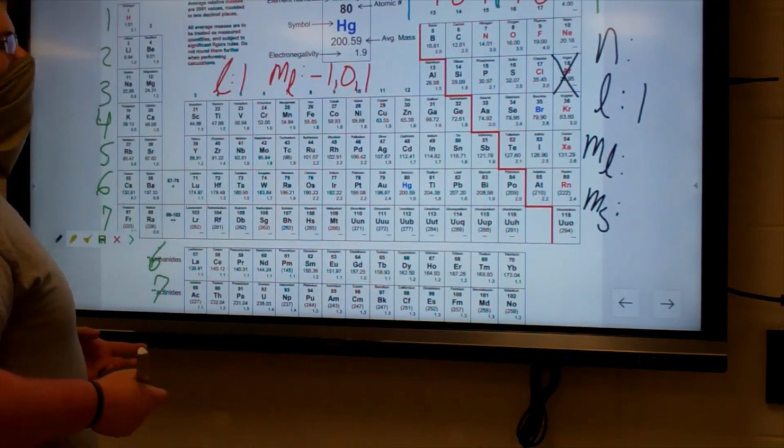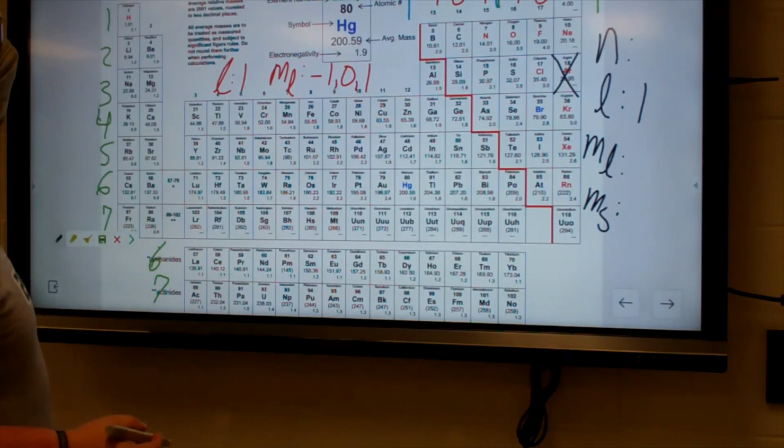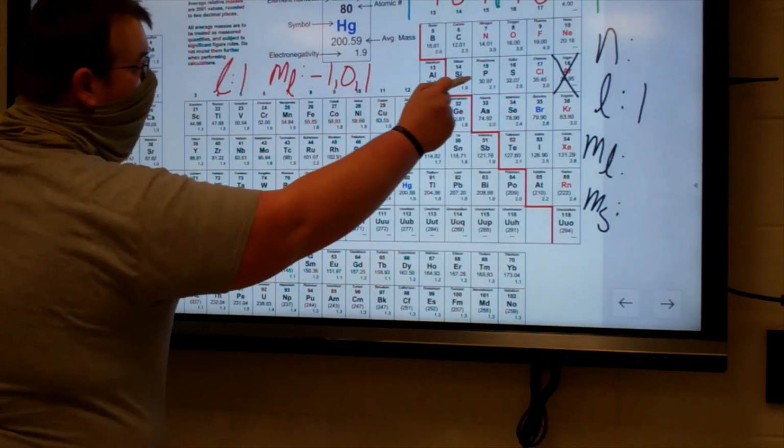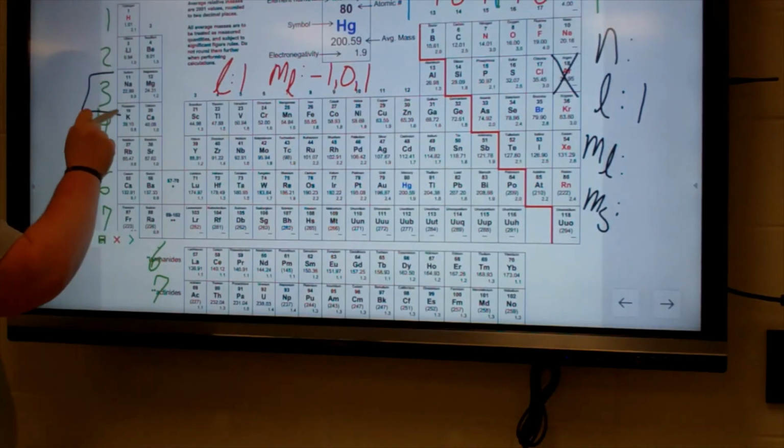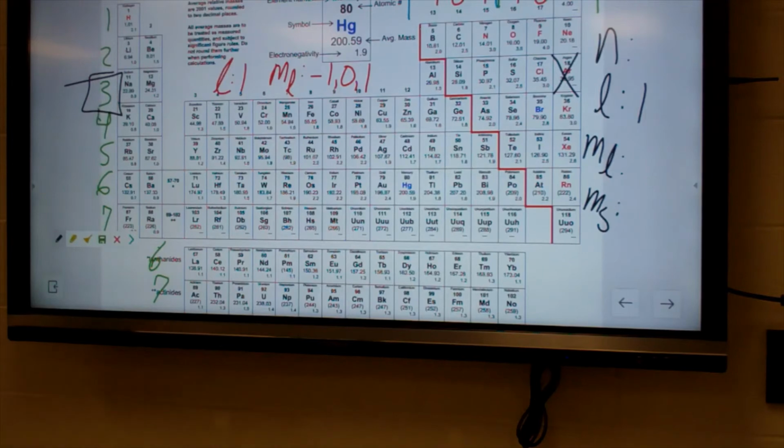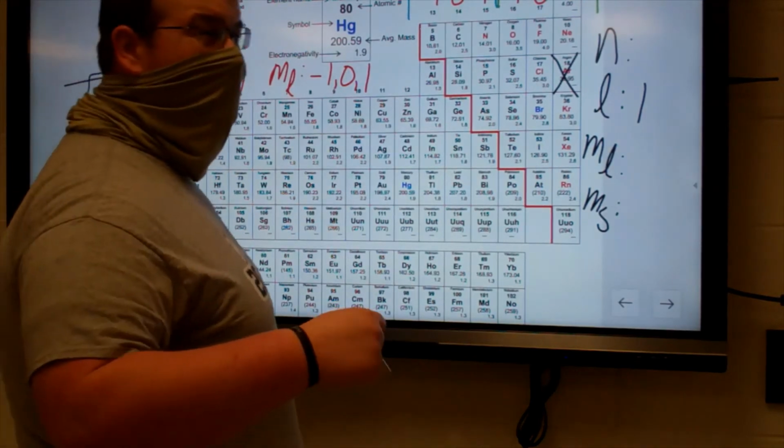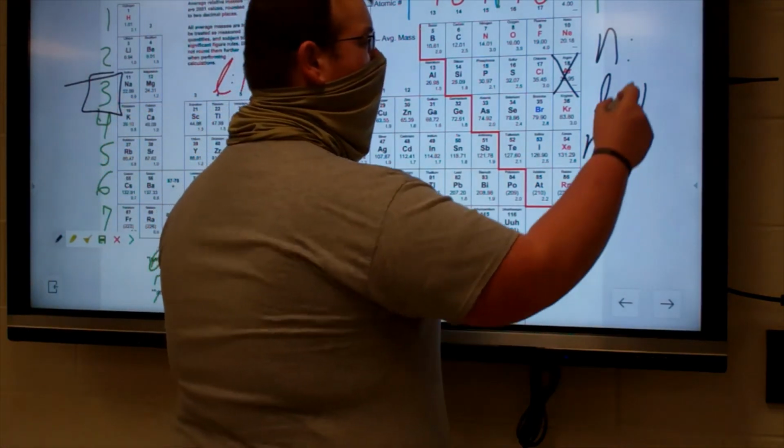3. 3, because it's in which row? It's in the P block. Third row, N has to be 3. Because for S and P, N equals row.